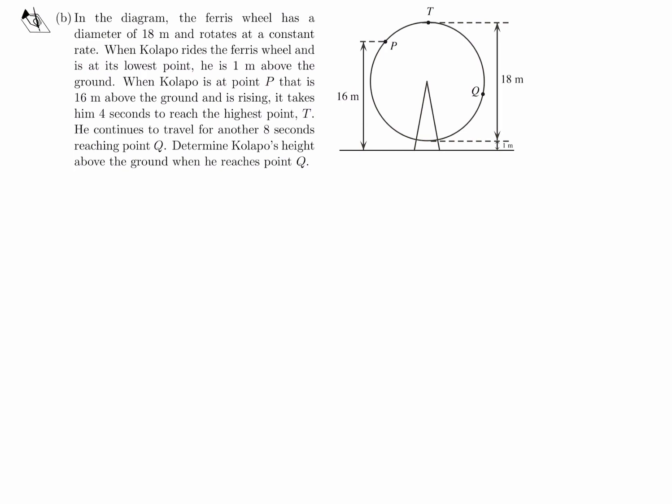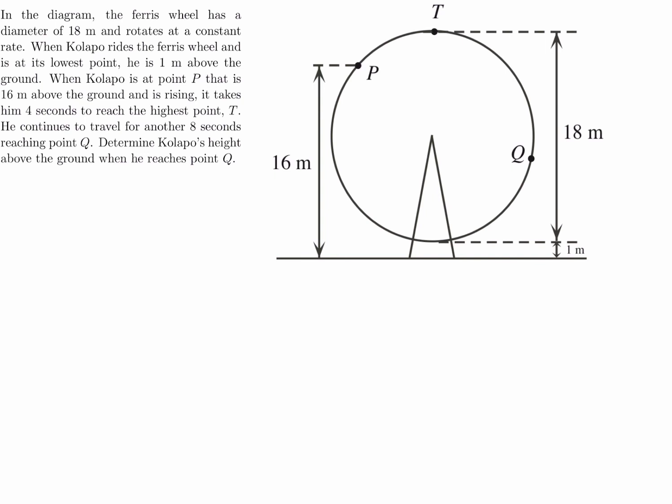In the diagram, the Ferris wheel has a diameter of 18 meters and rotates at a constant rate. When Colapo rides the Ferris wheel and is at its lowest point, he is 1 meter above the ground. When Colapo is at point P, that is 16 meters above the ground and is rising, it takes him 4 seconds to reach the highest point, T. He continues to travel for another 8 seconds, reaching point Q. Determine Colapo's height above the ground when he reaches point Q.